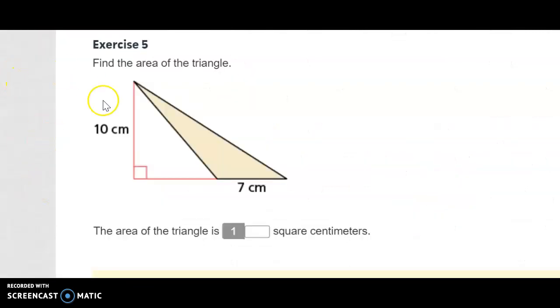And when I put a triangle on it, it's only half of that area. So for problem 5, we're going to take our 10, multiply it by the 7, and then divide it in half, or divide it by 2, and that will give us our answer.